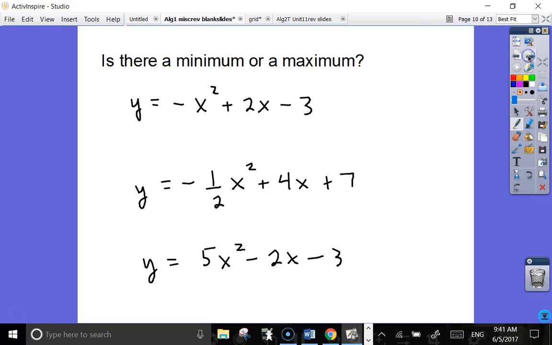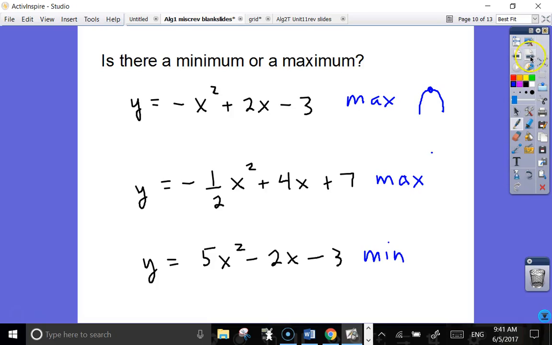Okay, next. Is there a maximum or a minimum? It doesn't ask you to actually find it, it's just saying, can you tell me if it's a maximum or a minimum? The first one's the maximum, because it has something negative. So this is a max because it opens down, that point is the maximum. And for the same reason, that's a maximum. And this is a minimum because it opens up. Yes, because that means it opens down, which means the vertex is the highest point.